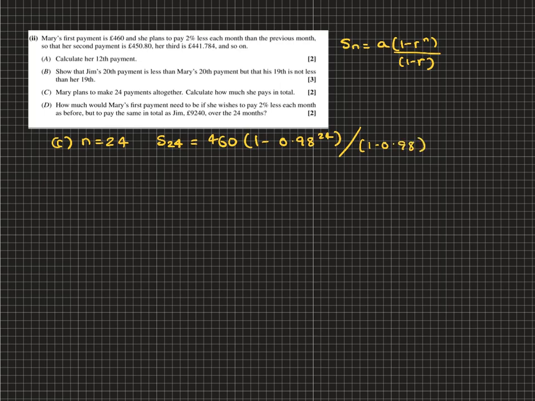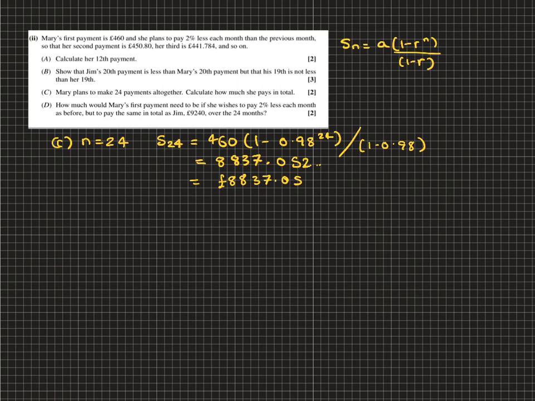and input this into your calculator to see what you get. And this comes to £8,837, which will round to £8,837 and 5 pence to the nearest penny.